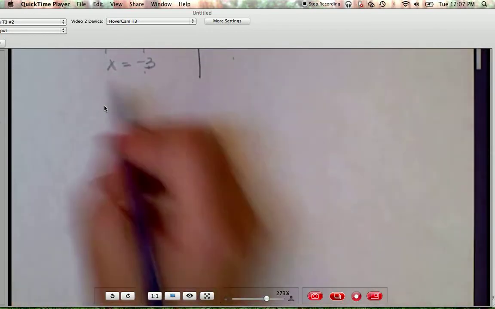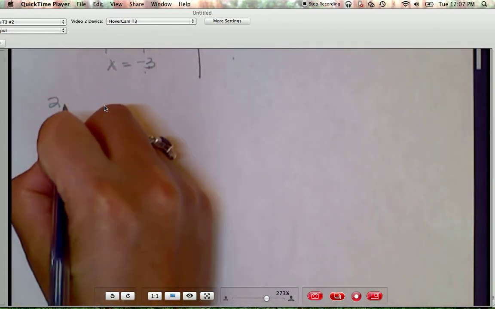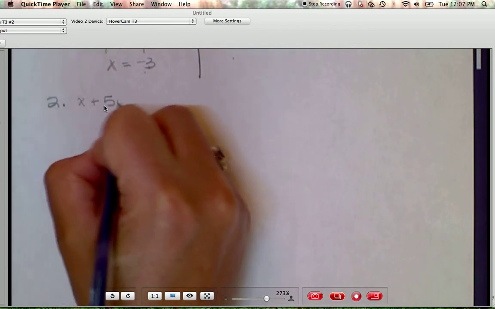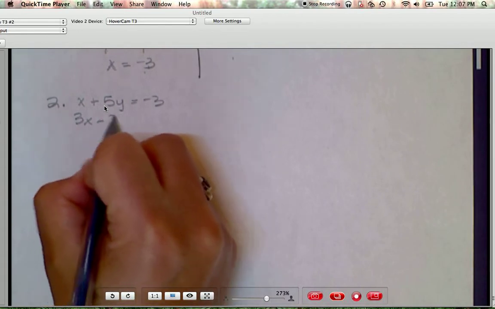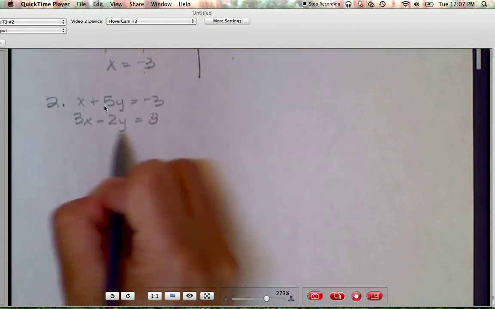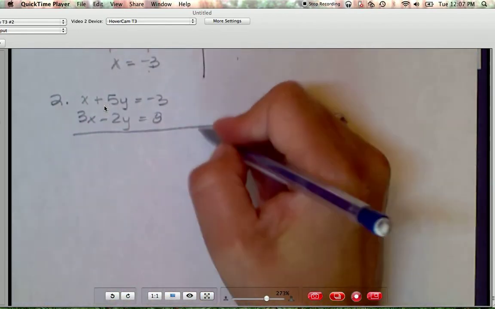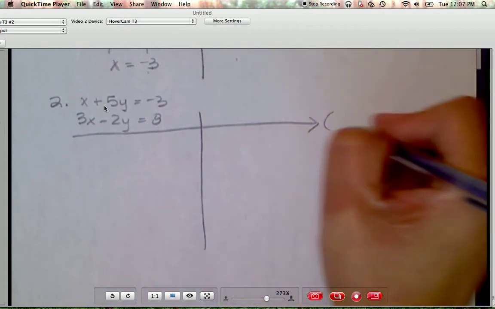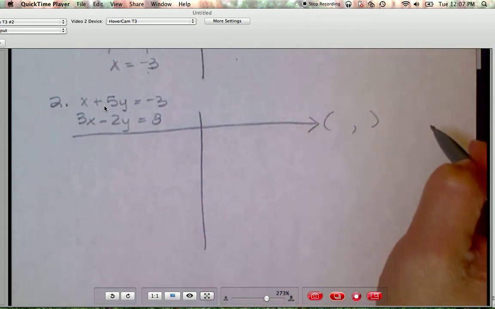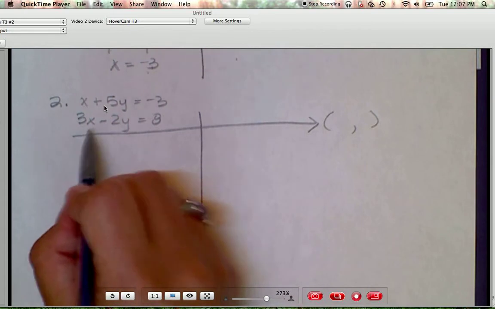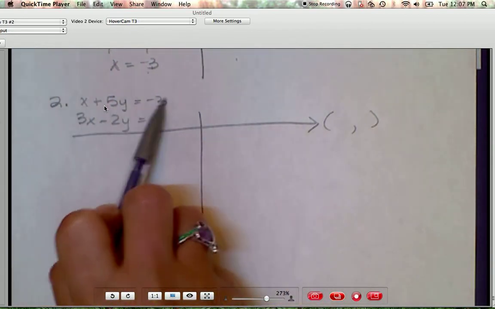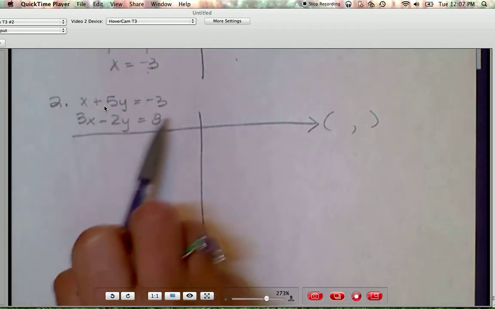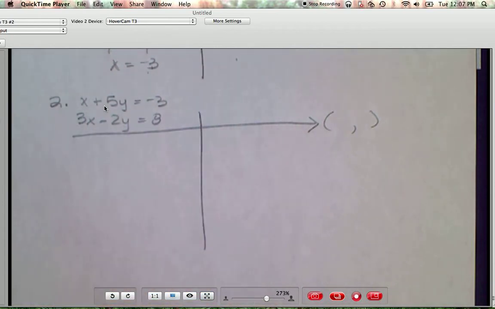So example number 2, x plus 5y equals negative 3, and 3x minus 2y equals 8. Let's go ahead and use our table. At the end, we're looking for a point. So we want to solve for the lonely variable. You can solve for the x or the y in the first equation or the x or the y in the second equation. Which one looks the most lonely is the key.